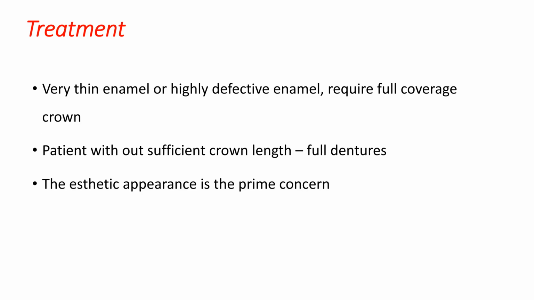Then treatment. The clinical implications of amelogenesis imperfecta vary according to the subtype and its severity. But the main problems are the aesthetics, dental sensitivity, and loss of vertical dimension. If there is very thin enamel or highly defective enamel, which leads to rapid attrition, these variations require full coverage as soon as possible. If the treatment is delayed, a loss of usable crown length occurs. In those patients without sufficient crown length, full denture is advised, and sometimes overdentures are also advised.